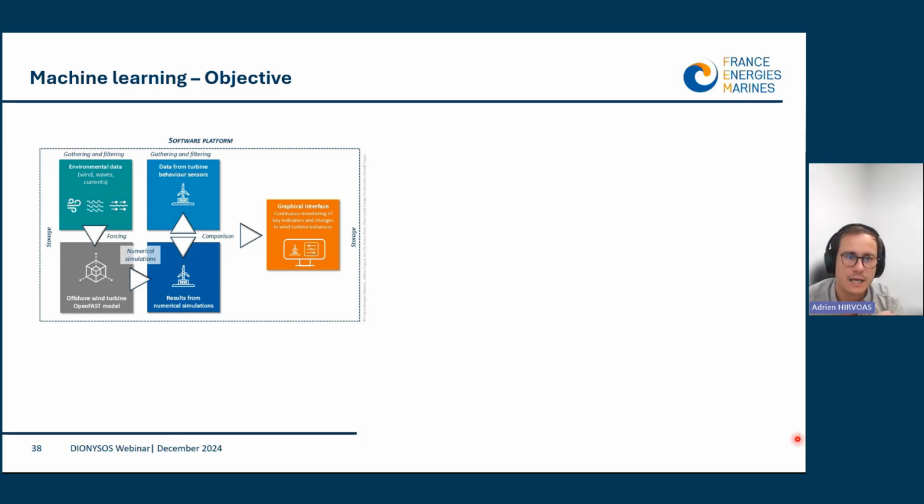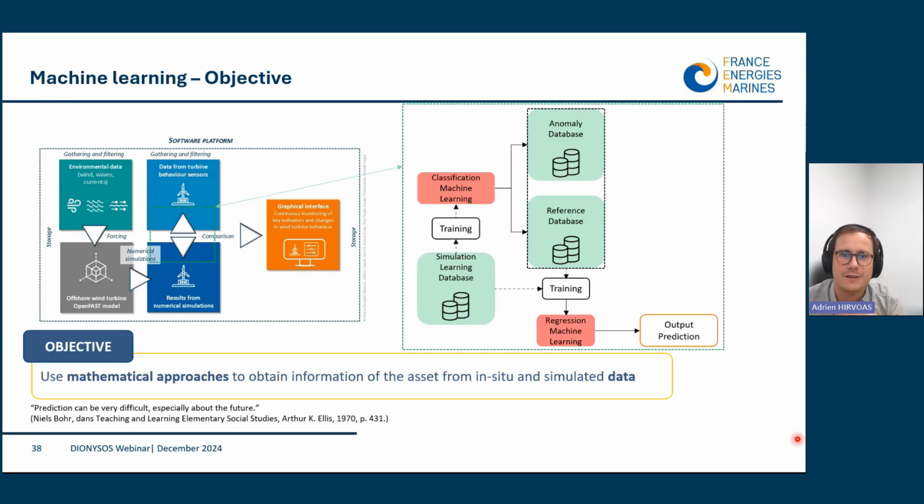platform with different components. And today, my talk will be on the use and the development of mathematical approaches to obtain information from the physical asset and also the data obtained through numerical simulation. And so during the project of Dionysos, we have developed several machine learning algorithms, but the two families of algorithms that we have developed was the classification, where we try to detect anomalies within the data, and regression machine learning approaches, where we will try to predict some behavior of the system.